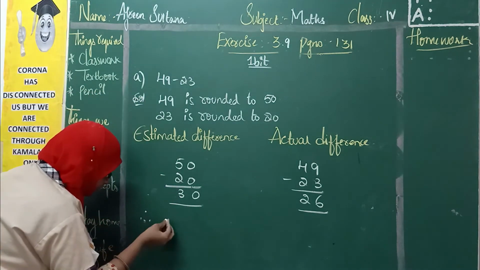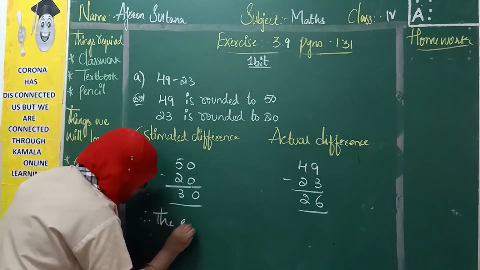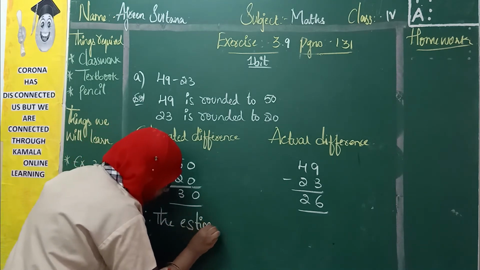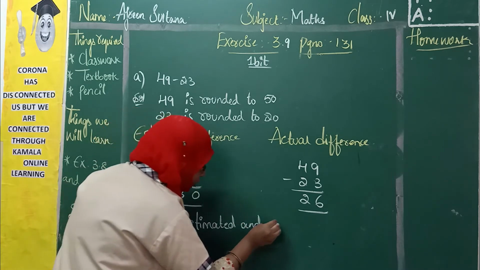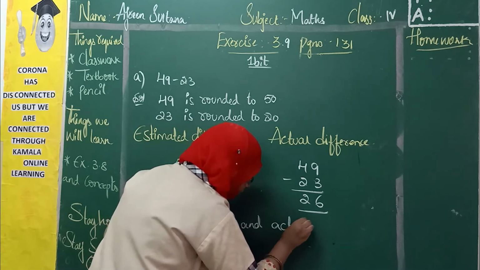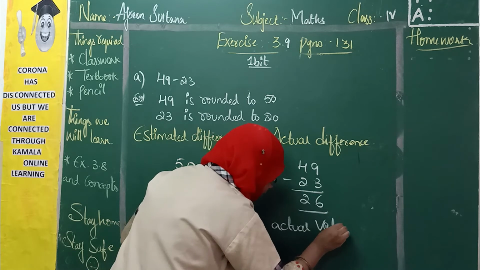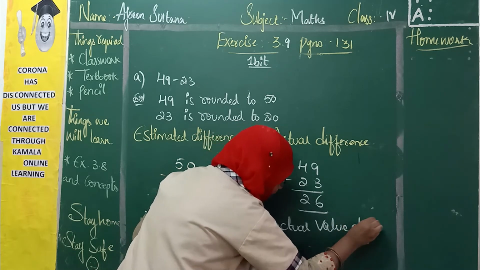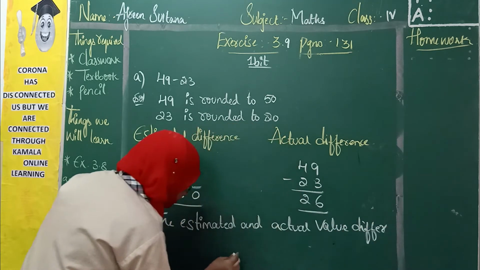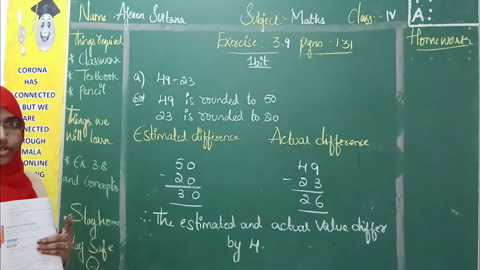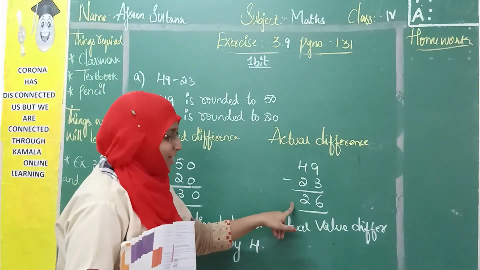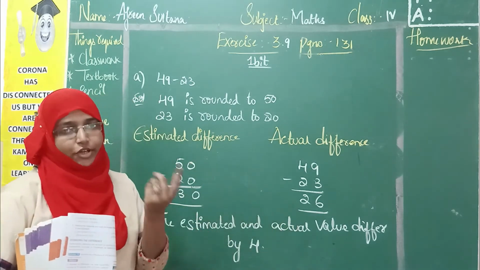Therefore, the estimated and actual value differ by how much? 4. If you want to see this, 26 is lying between 20 to 30.